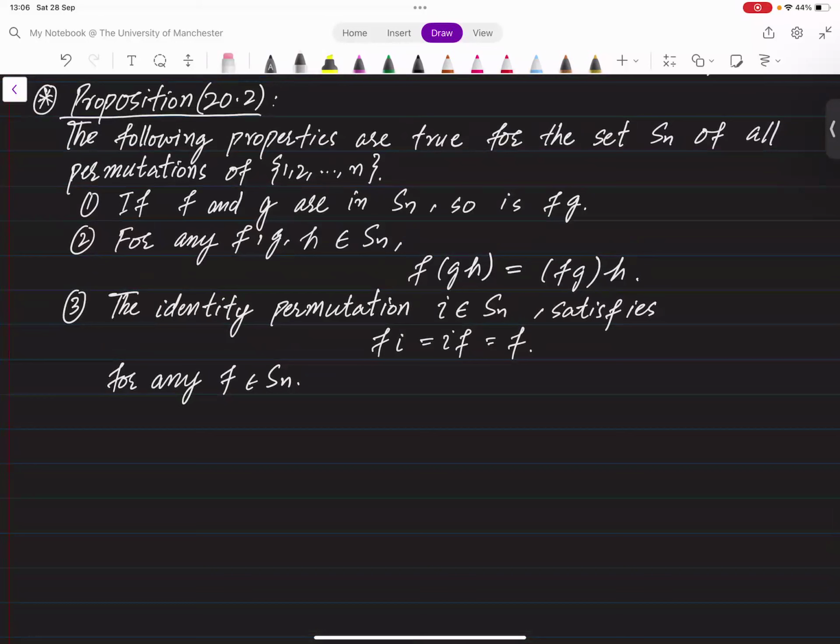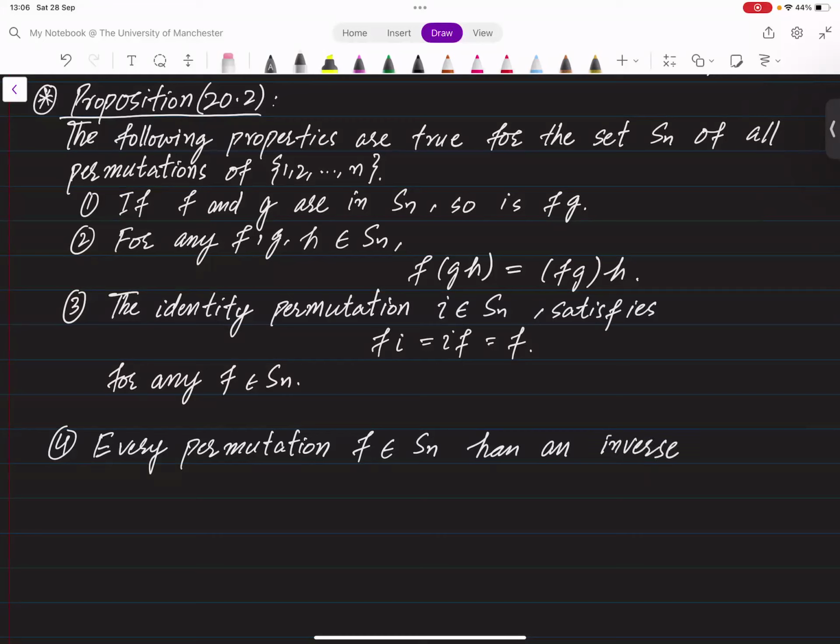And number 4, every permutation f in Sn has an inverse f inverse in Sn such that f into f inverse is f inverse into f is identity.